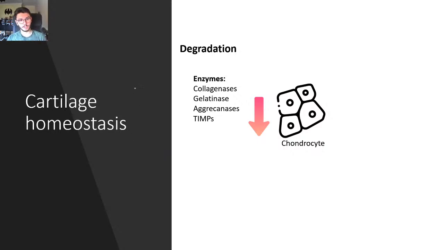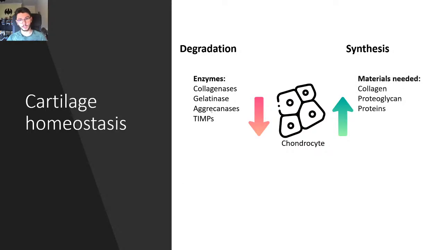All of these things are essentially released by the surrounding cells, either by the chondrocyte or the stromal cells, to cause degradation of the tissue. So this is the repair remodeling phase. And on the other hand, you have synthesis, and that's also done by the chondrocyte, and you need collagen, proteoglycans, and proteins to form up the ECM.